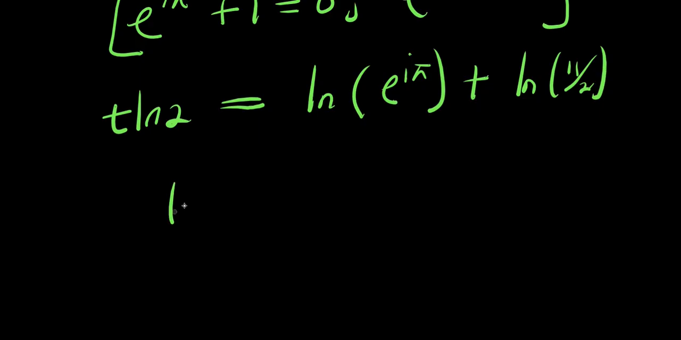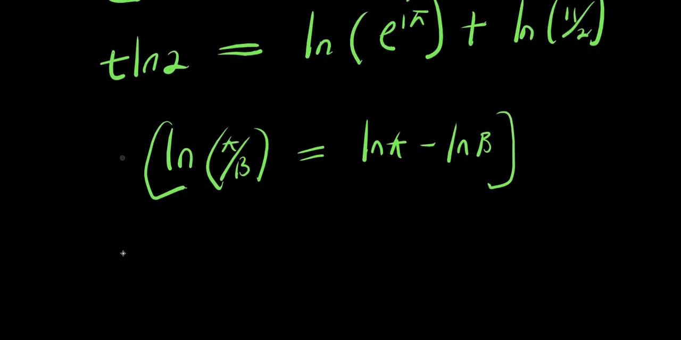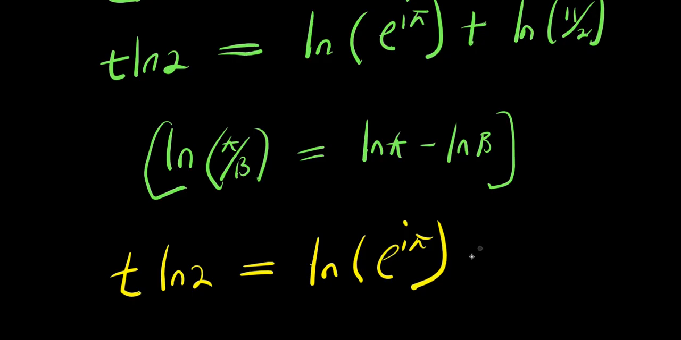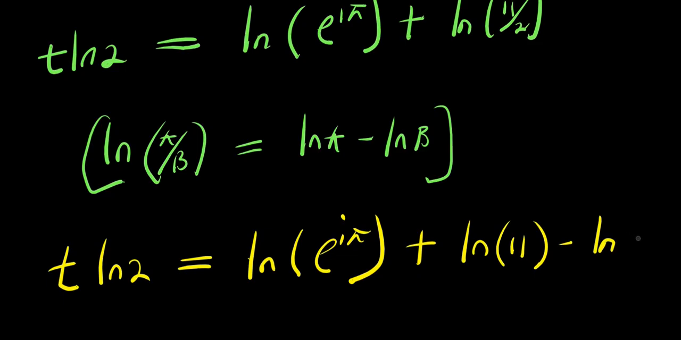Now, if you have natural log a divided by b, this equals natural log a minus natural log b. So from here, we have t times natural log 2 equals natural log e power i times pi plus natural log 11 minus natural log 2. Applying this identity here.